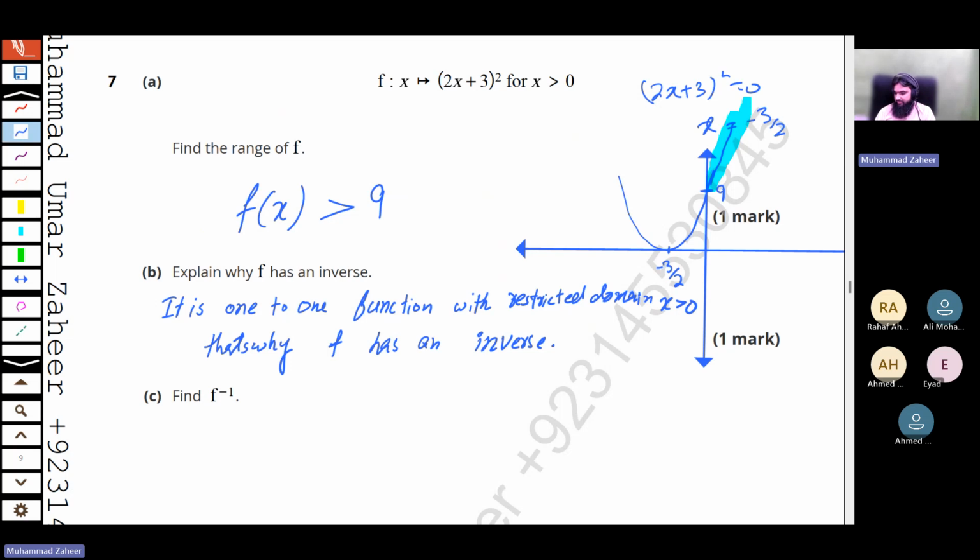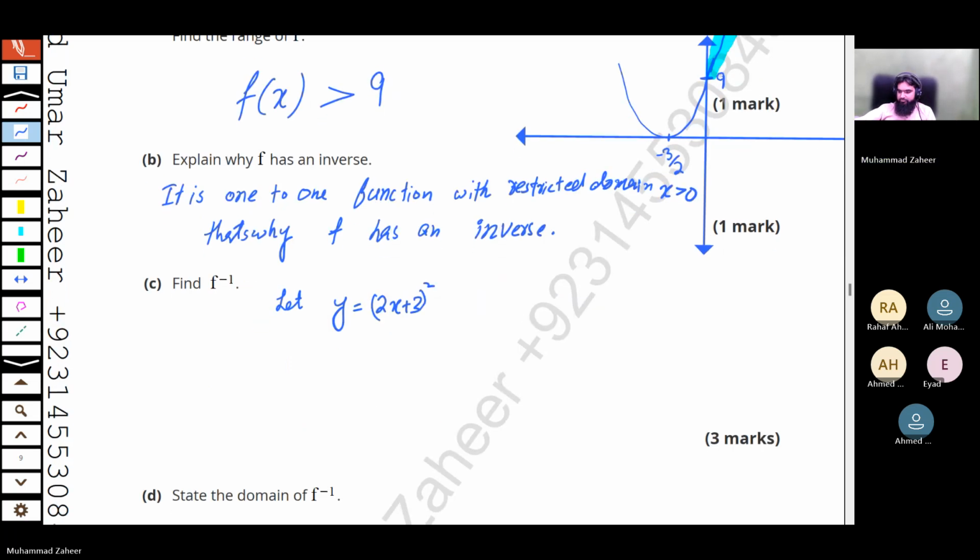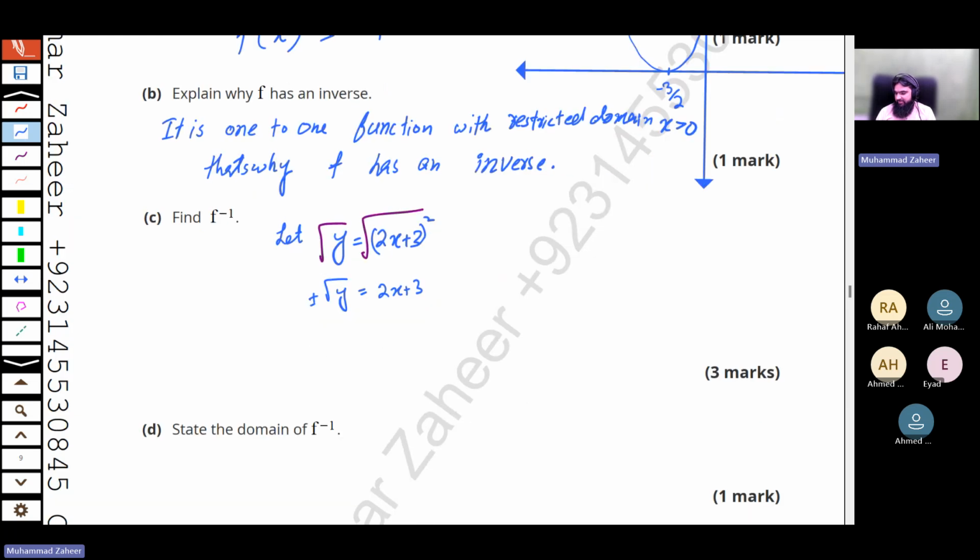So for the inverse, first of all, we assume that y is equal to 2x plus 3 whole square. Now I want to remove the square, so I'm going to take a square root on both sides. So square root of y is equal to, obviously with positive and negative sign, 2x plus 3. The plus 3 on this side will be minus 3 on the other side, and the 2 multiplying on this side will be divide on the other side.